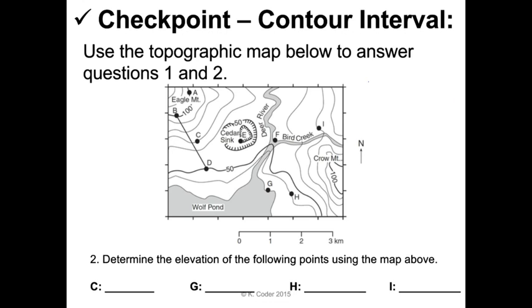Okay. Now determine the elevation of the following points using the map above. C. With the contour interval of 10 meters, we're going up from 50, so the next line would be 60, and C would be 70. Now do G.